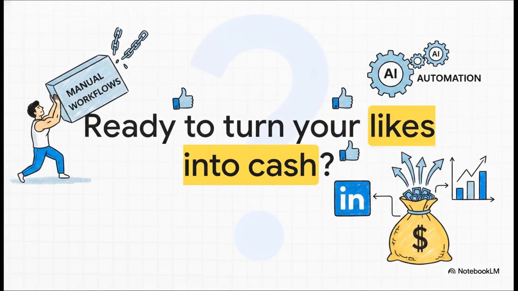So as we wrap up this explainer, I want to leave you with one final thought. Take a hard look at your current LinkedIn strategy right now. Are you still doing all the heavy lifting yourself? Are you ready to stop working manually, stop relying on scattered, messy workflows, and start turning your likes into cash by leveraging AI and automation? The tools are definitely out there to make LinkedIn your #1 client channel. The only question is, when will you start using them?